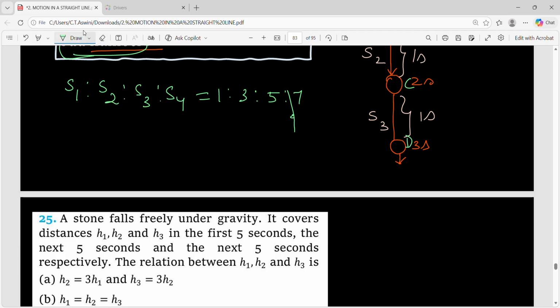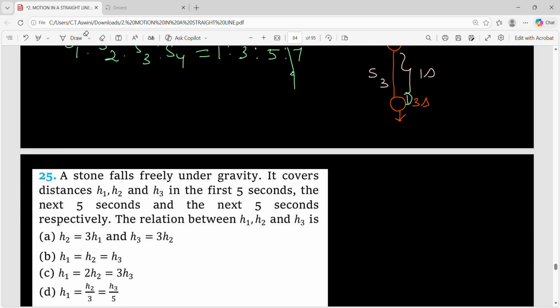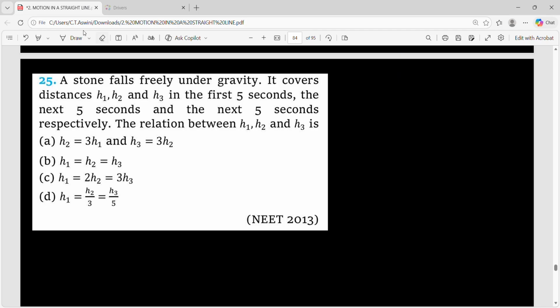Okay, I'll erase this later. See this question. A stone falls freely under gravity. Falls freely, that means what? What about its initial velocity? For a freely falling stone, initial velocity is 0. It covers distances h1, h2, h3 in the first 5 seconds, next 5 seconds, and the next 5 seconds. That means there is an equal time gap. The relation between h1, h2, h3.